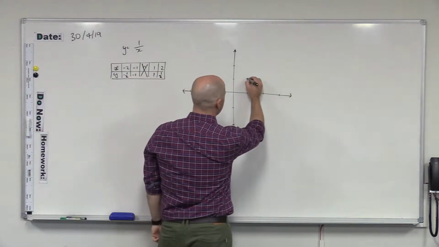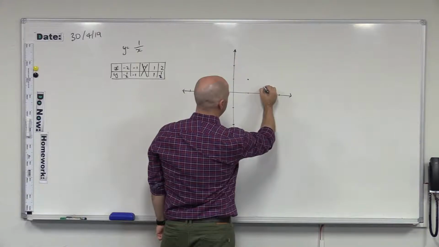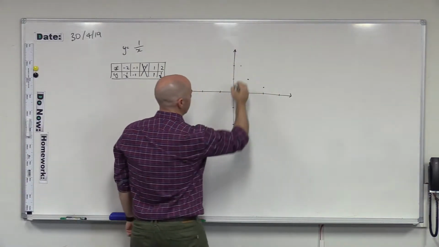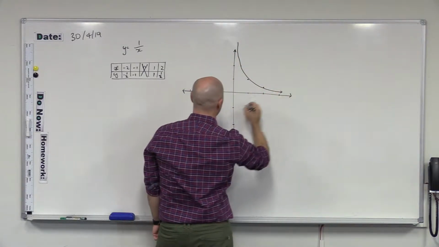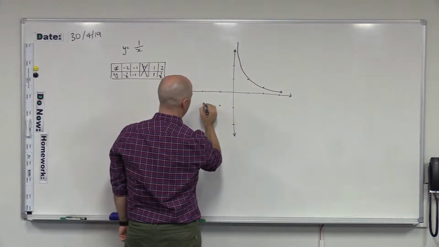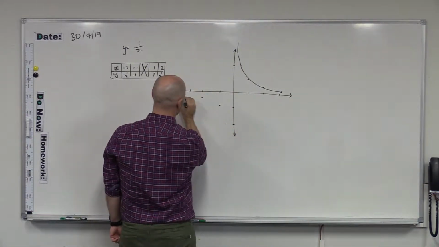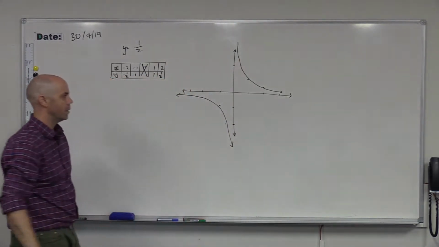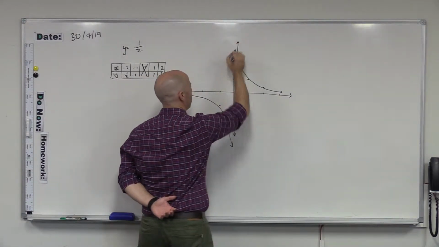If we're going to plot these points in, and I've only got a couple, we look at this one here, and we see a shape that looks like this. And over here, you see a shape that looks like this. That is our hyperbola.